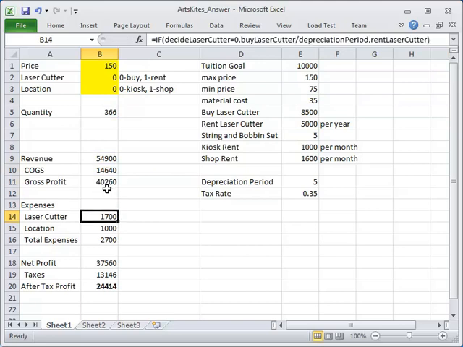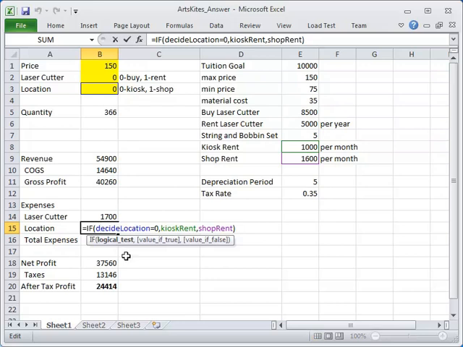My expenses are the cost of the laser cutter, and we'll get into how we figure that out in a second, and the cost of the location. Those two things are my total expenses. Now let's go to the cost of the location, since it's the easier selection. We used an if statement to say, depending on whether the person decided to rent the kiosk or to rent the shop, that's how we know whether we're paying the kiosk rent or the shop rent. Okay? If you're having problems with that, go back and review the video on how to handle the if statement.